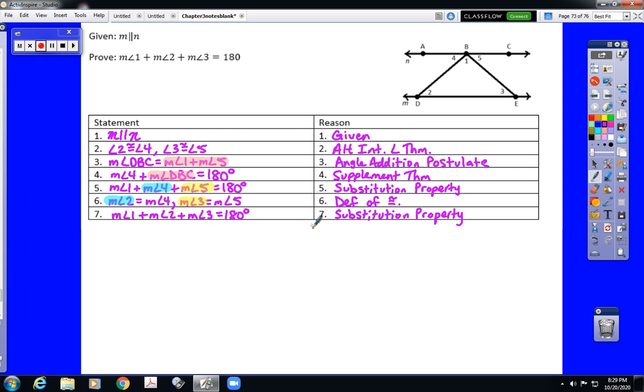Now again, think about how powerful this proof is. We have just declared that every single triangle, no matter whether it's acute, obtuse, right, scalene, isosceles, equilateral, every single triangle's interior angles always add up to 180 degrees. That's very, very powerful stuff. Okay, so that proof is complete, and we will come back to this theorem next chapter and give it an official name. For now, we're just looking at it as a transversal proof.